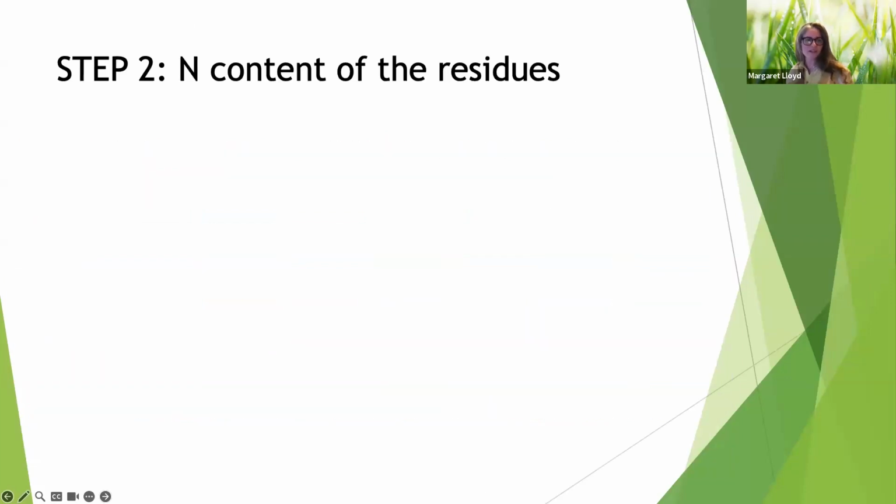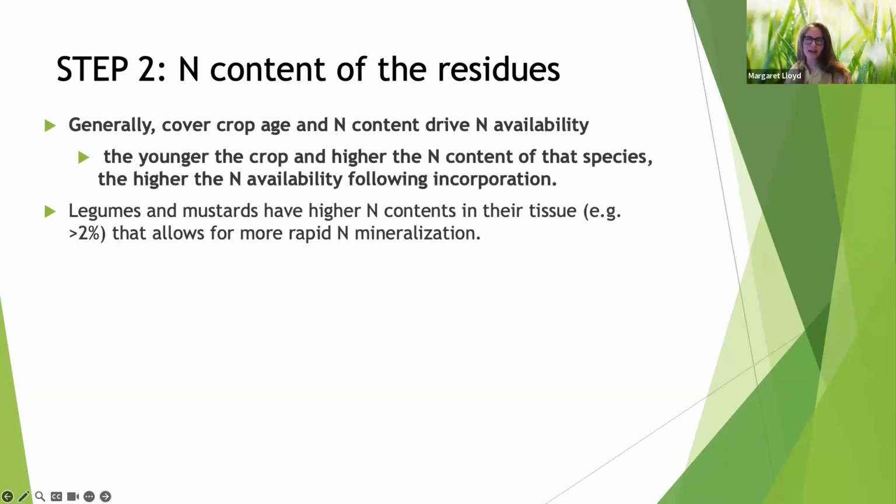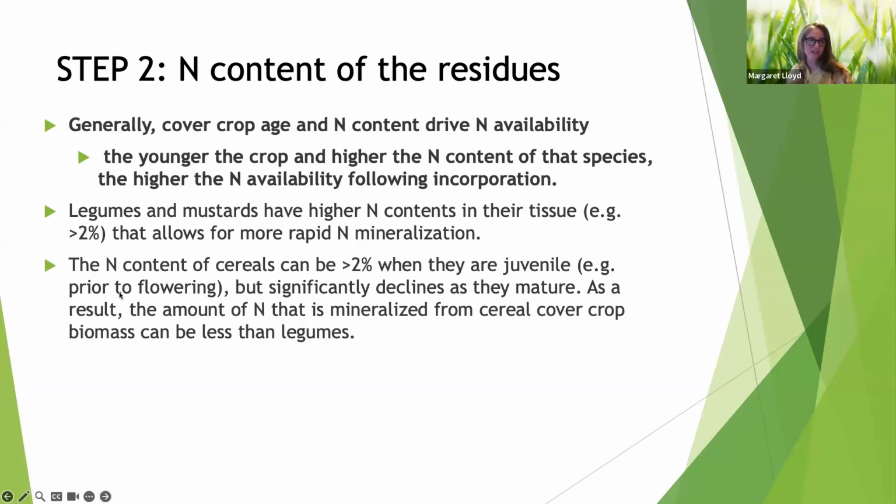So step 2 is to identify the nitrogen content of the residue. And generally, the cover crop age and the nitrogen content are going to drive that availability. So the younger the crop, the higher the N content of that species. And then the higher N availability following incorporation. Legumes and mustards have higher N content in their tissue, which allows for more rapid N mineralization. And the N content of cereals tends to be greater than 2% when they're juvenile. But as they mature, that significantly declines.